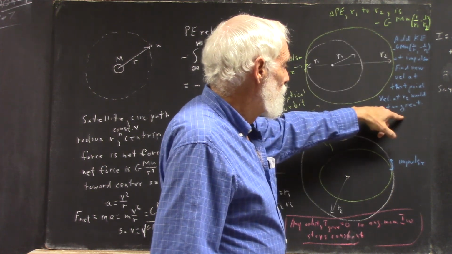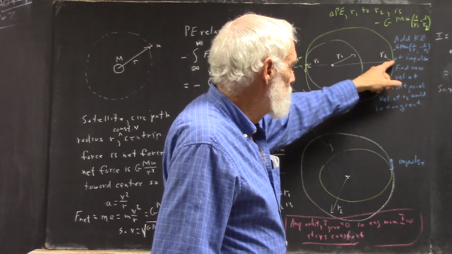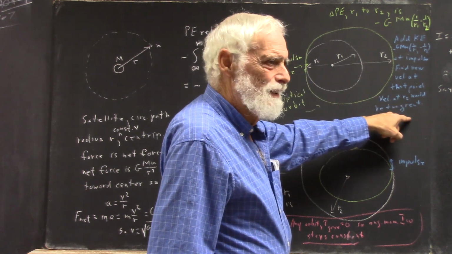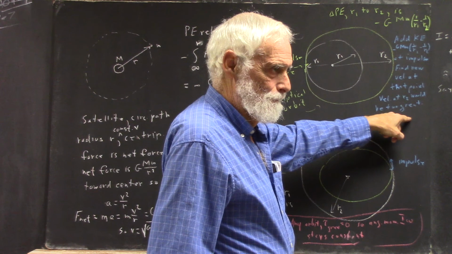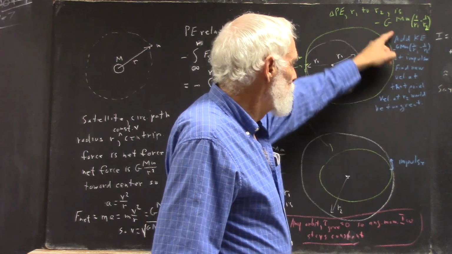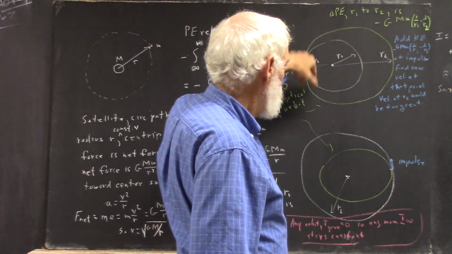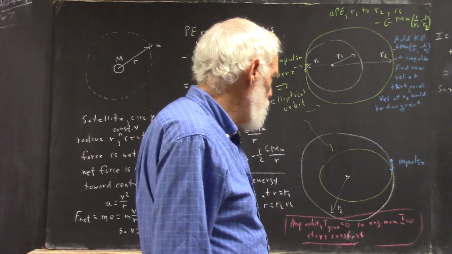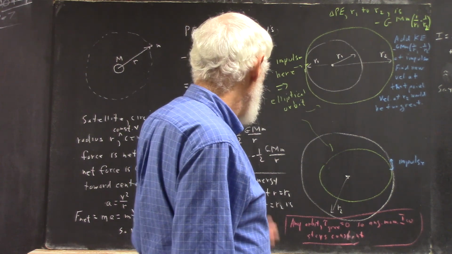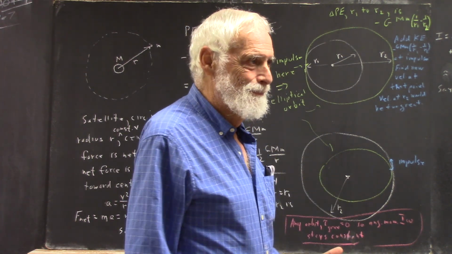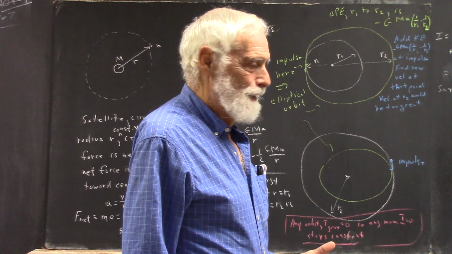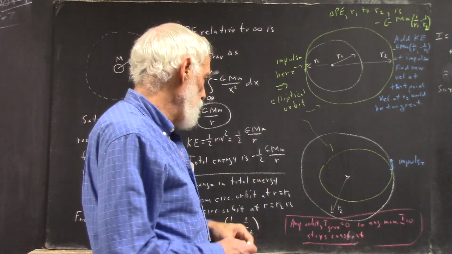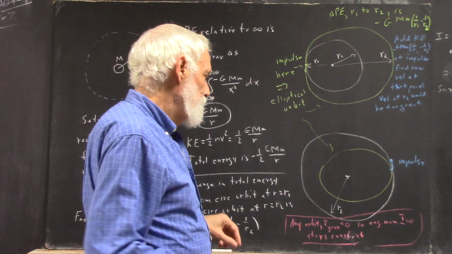Okay, so we have an impulse here, takes us out there. If we add this, we're going to find the new velocity at this point. Well, the velocity at R2 turns out to be too great. So this is not how we get from this orbit to this one. You figure out why I say the velocity would be too great. But it has to do with the change in total energy. This change in total energy involves both the change in potential and the change in kinetic energy.